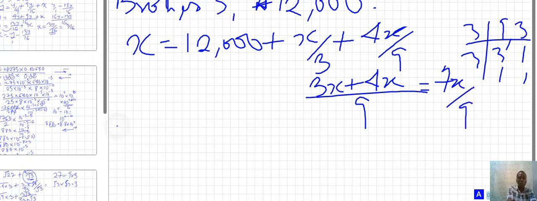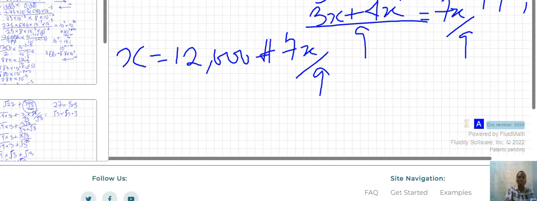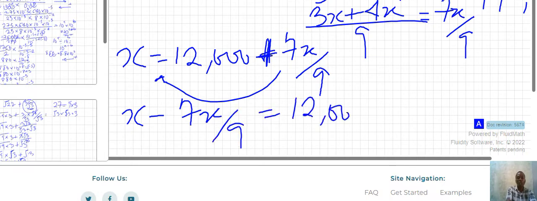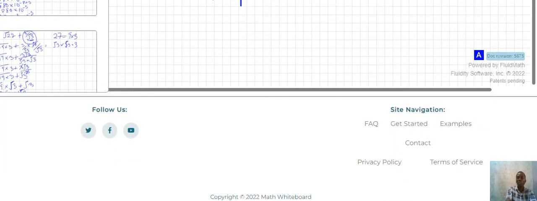Very good. So this will now have our x to be equal to 12,000 plus 7x over 9. Having gotten this, the next thing we need to do is to simplify so as to have the value of x. So we'll collect like terms. This value will go this way, and we'll give it a negative sign. So that will give us x minus 7x over 9 equal to 12,000.